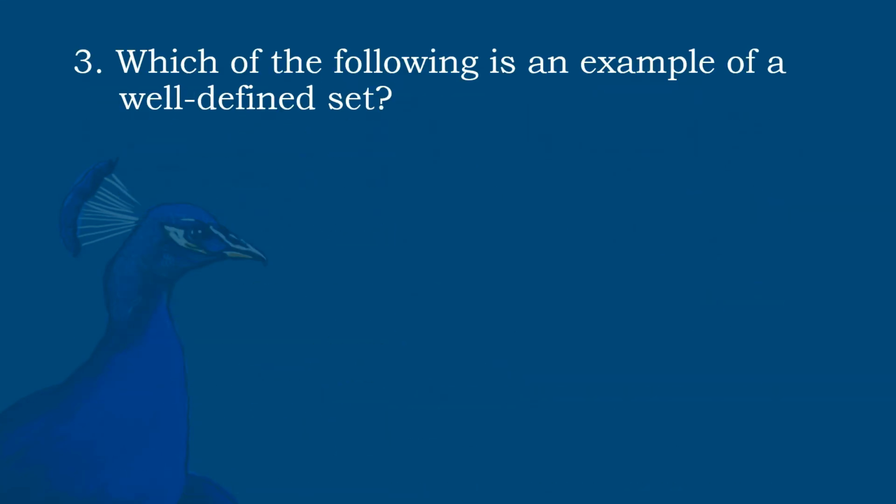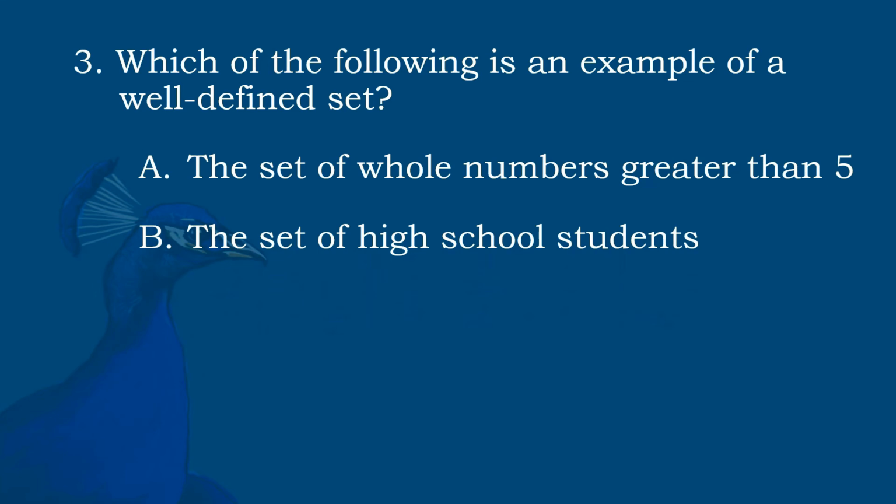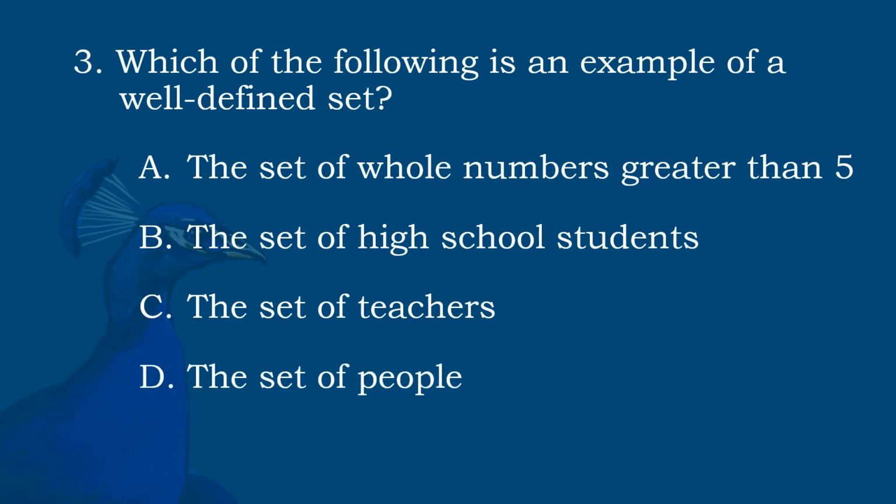Number 3. Which of the following is an example of a well-defined set? A, the set of whole numbers greater than 5. B, the set of high school students. C, the set of teachers. Or D, the set of people.